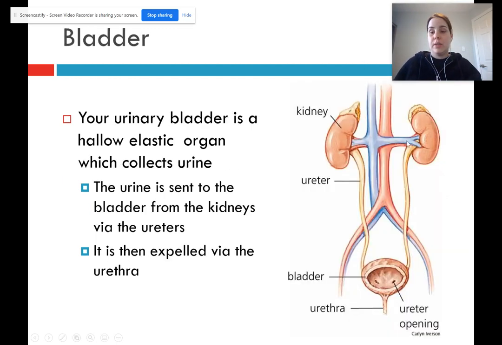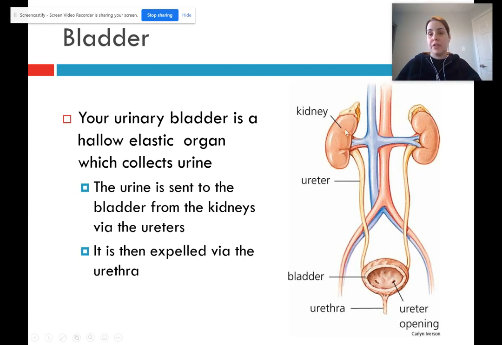So you have two kidneys, like we said, in the back of your body. Your bladder is pretty low in your abdomen, okay? So your two kidneys, this would be your lower back. This would be much closer to the lower part of your abdomen. It's essentially just a hollow elastic organ. So it's just a stretchy bag that collects urine.